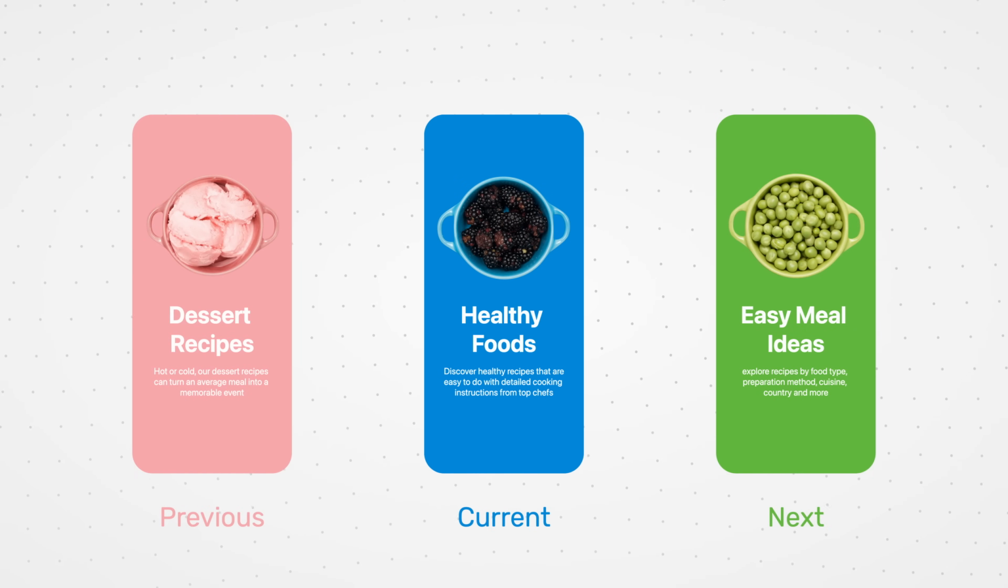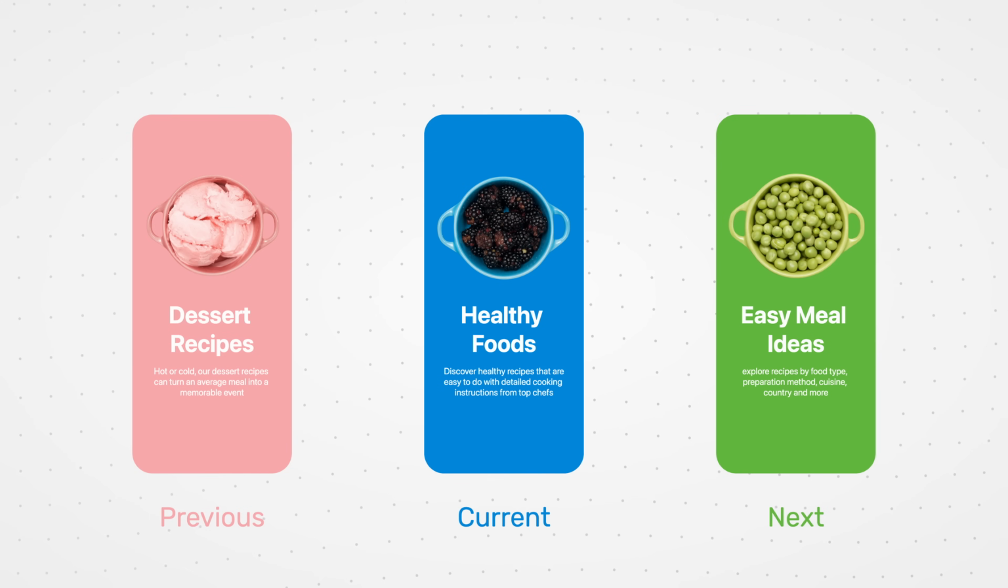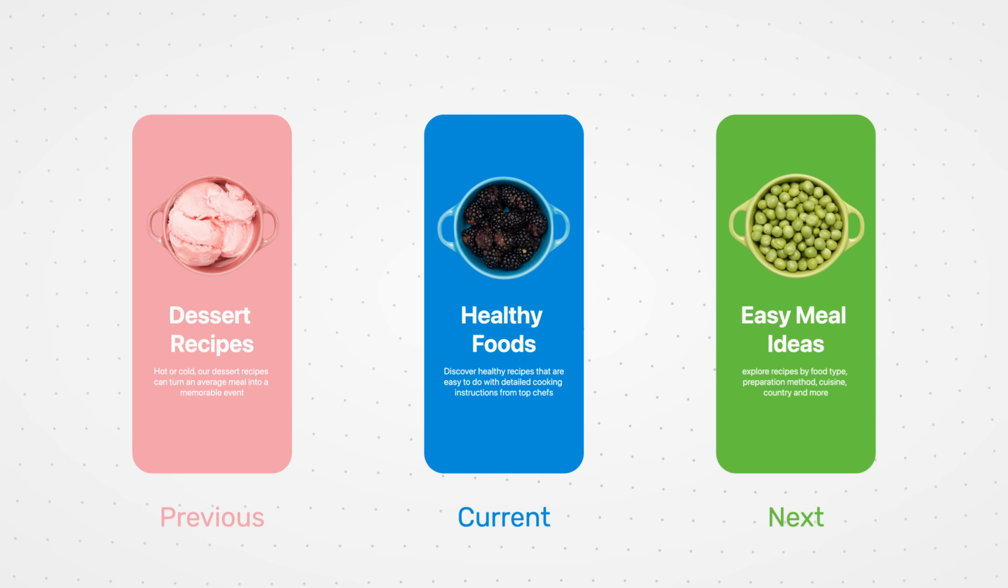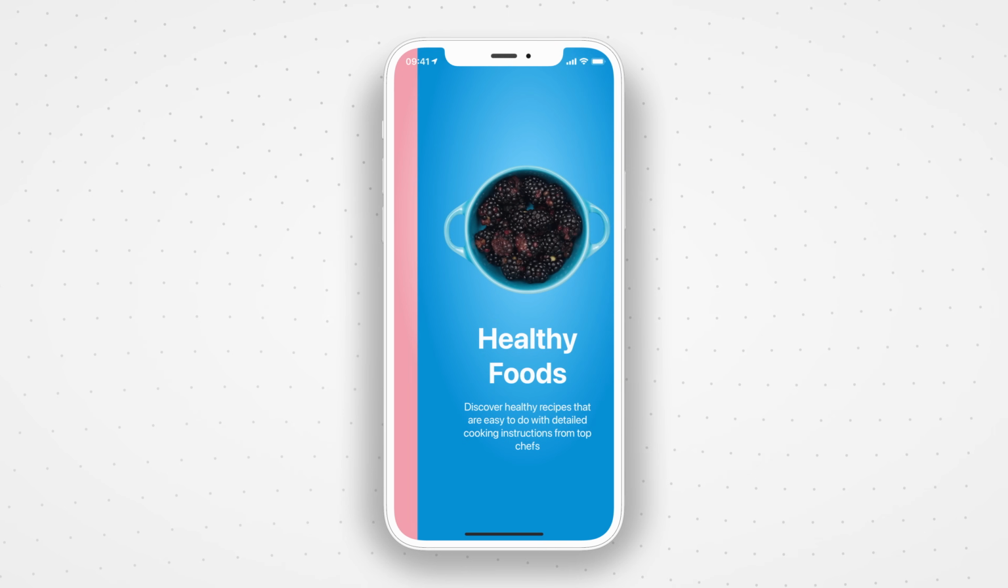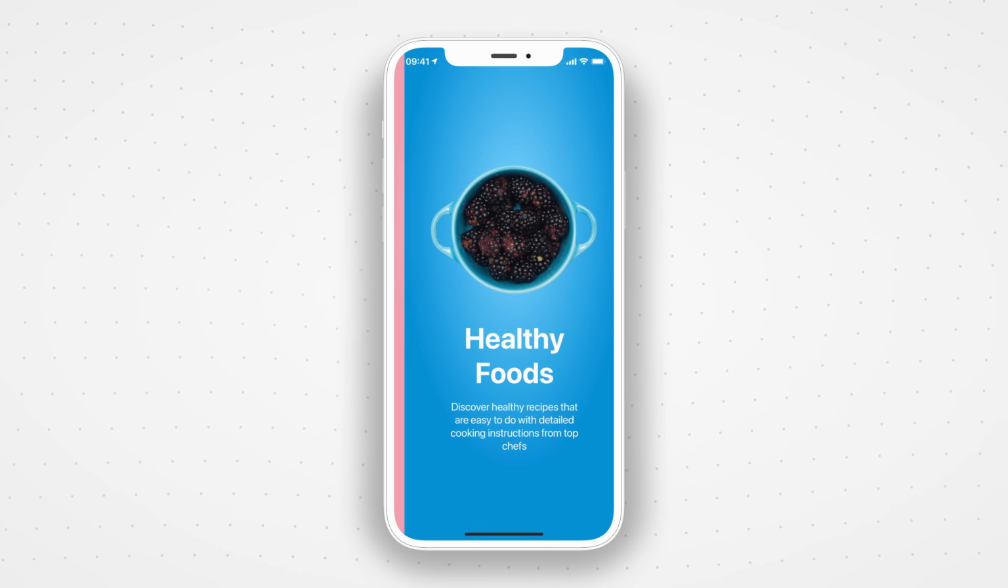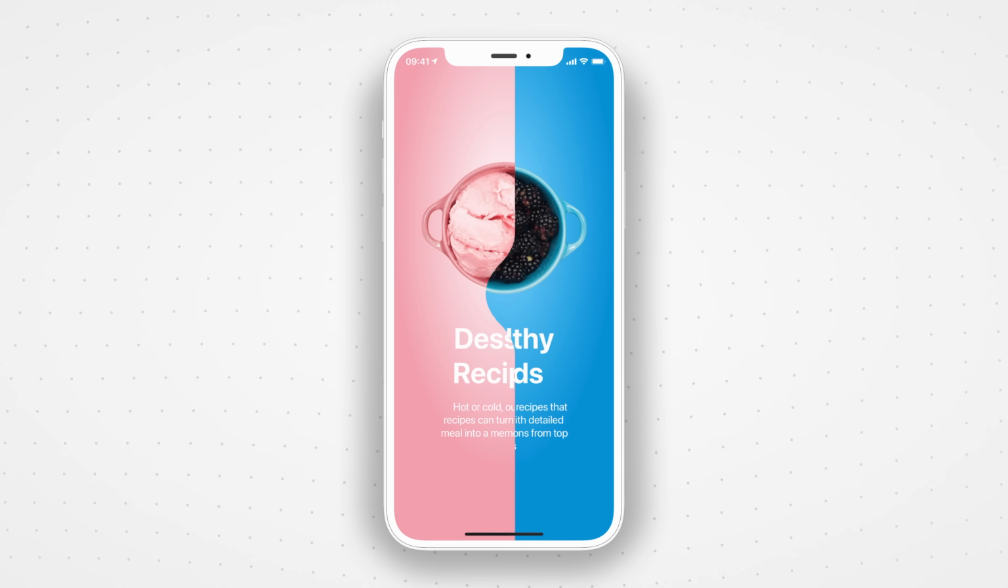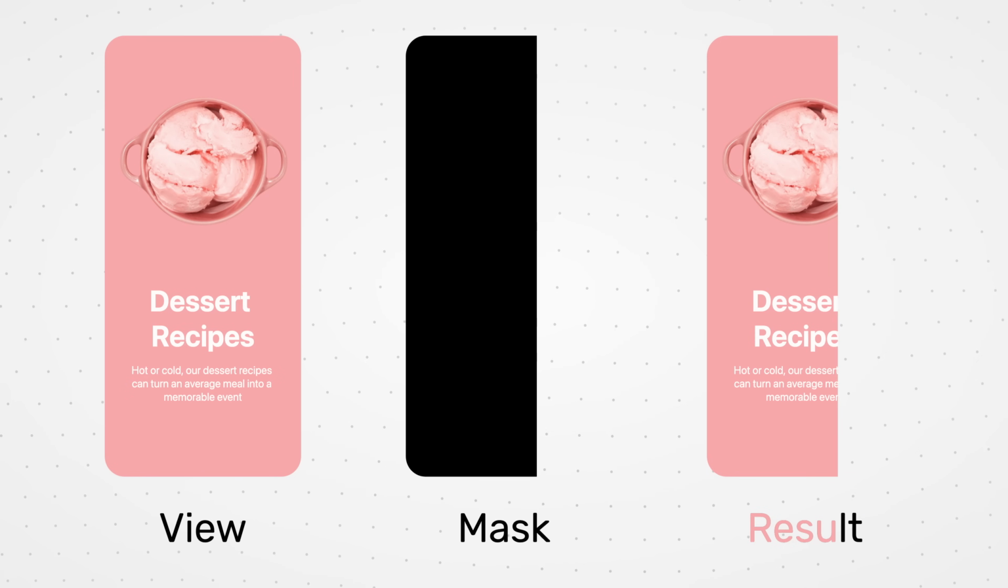We have a slide component that represents the content of a page. There's a previous slide on the left, the current slide is in the middle, and the next slide is on the right. We could have the slides translate over each other, but that would be no fun. Instead, we're going to use a mask. The way it works is the following.